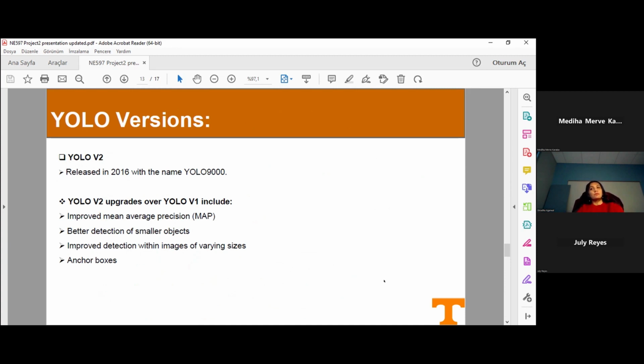So what does that mean? For example, in YOLO V1, the input size is 224 times 224. But V2 has a higher input size, like 448 times 448. It also divides the image into smaller grid cells, 13 by 13. This is another superior property of V2 over V1, because in this way, identification of smaller objects can be easier.